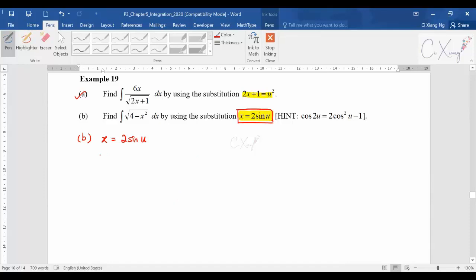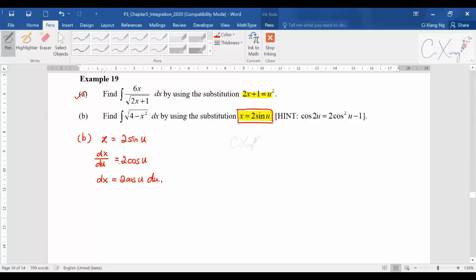The very first step is always to find out the differentiation. So I'm having dx over du. For this example, I'm going to do the differentiation with respect to u. If you want to do the implicit differentiation with respect to x, also can, it's up to you. So dx du: 2 is a constant, you just copy. When you differentiate sine u, you get cos u. Therefore, if I rephrase it, dx is equals to 2 cos u du.